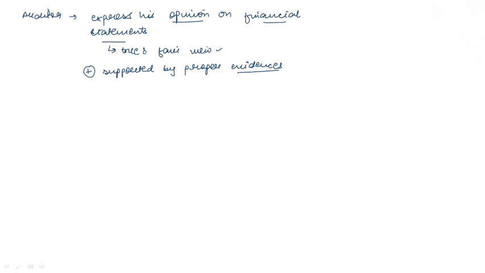So, whenever we are going to talk about evidence, evidence should be of two types. The very first type is sufficiency.